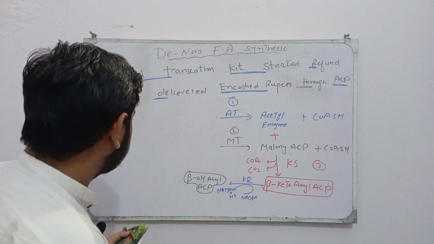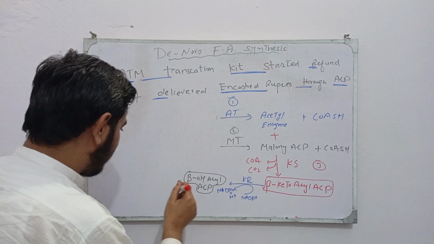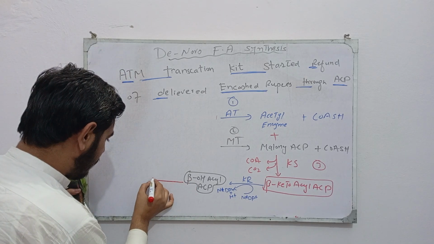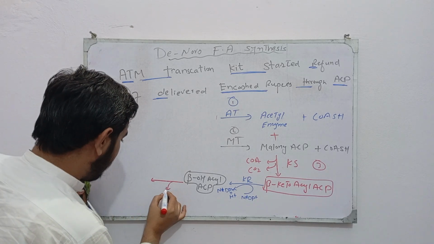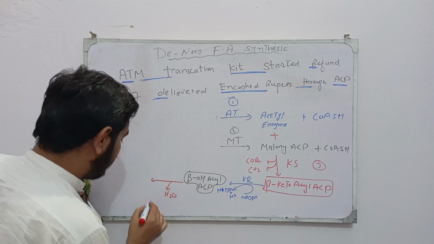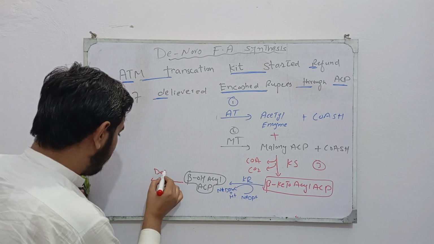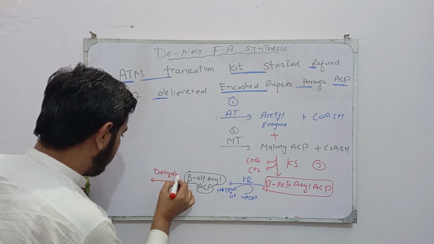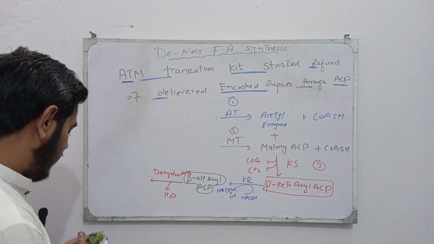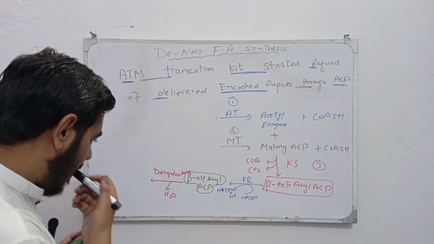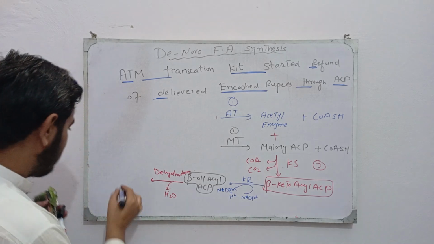Okay, students. In the next reaction, with the help of the dehydratase enzyme, there is a release of a water molecule. This beta-hydroxyacyl ACP converts into enoyl ACP.